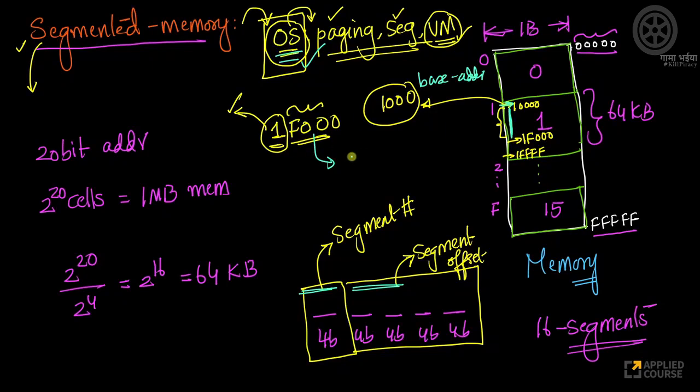So F000 is your offset, and your base address is 1000. This is the base address, or the first address, of this segment. Very, very important. Okay. So now you have some idea of segmented memory, but again, you will get a much more detailed idea when you read the concepts in operating systems.